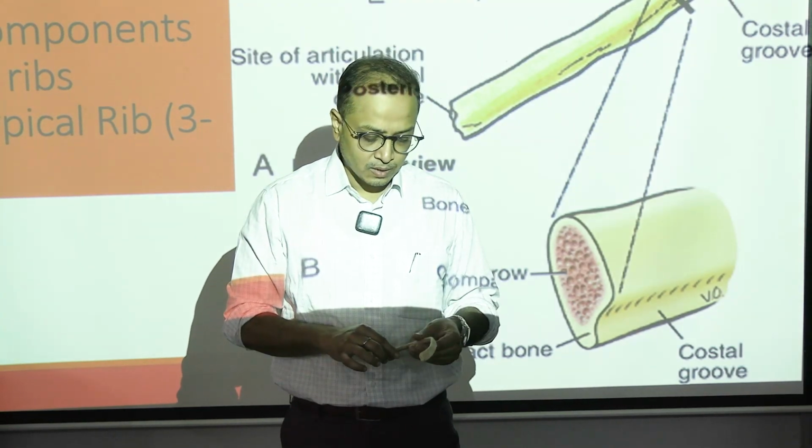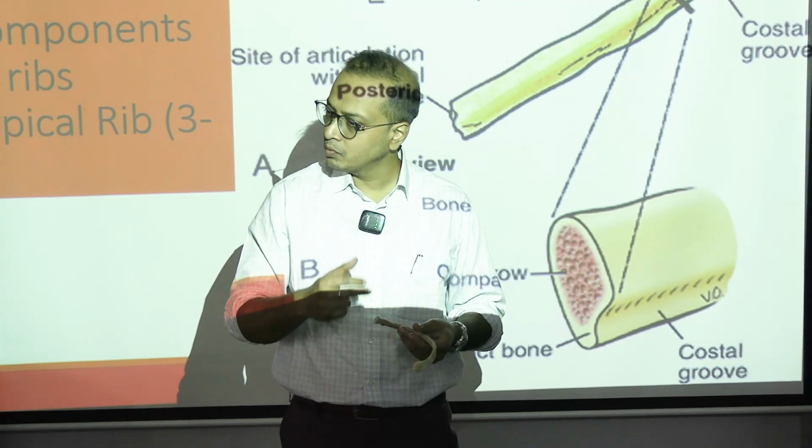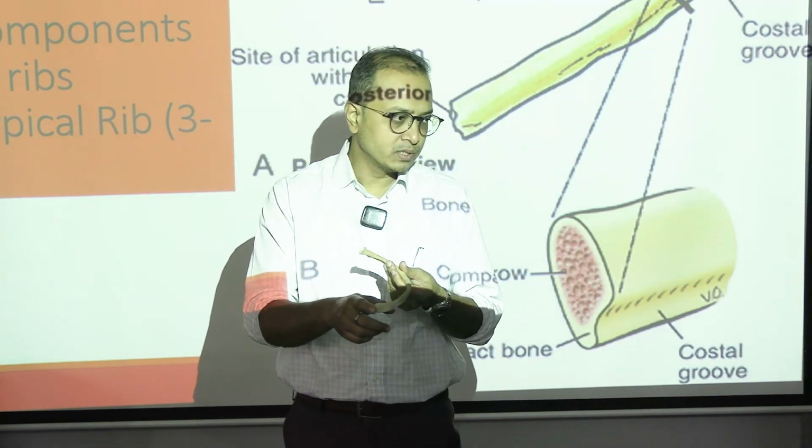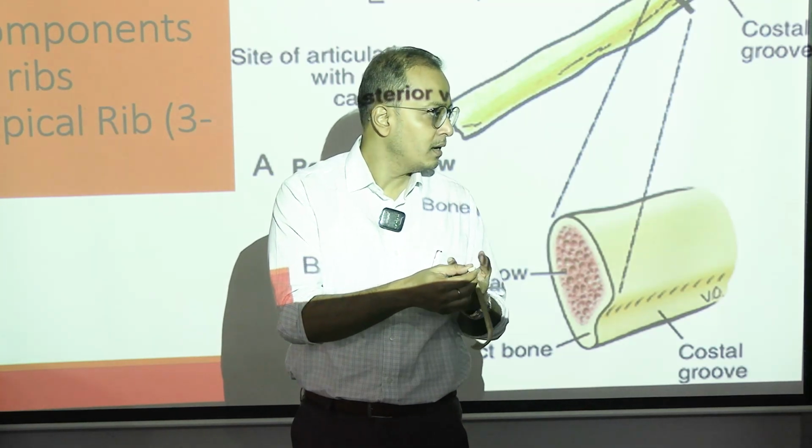Anatomical position comes in here. We have to identify anterior and posterior. Anterior and posterior are easily identified: the anterior one is featureless, and the posterior one has features: head, neck, etc.